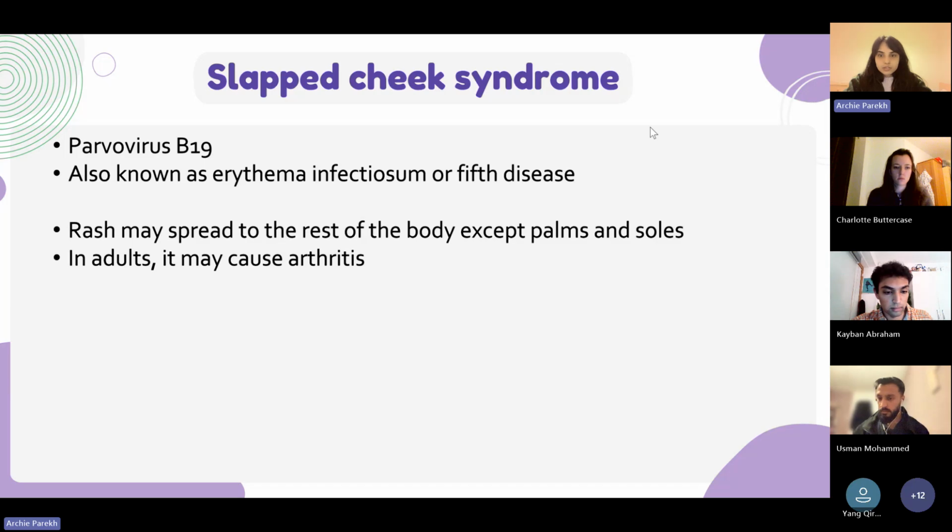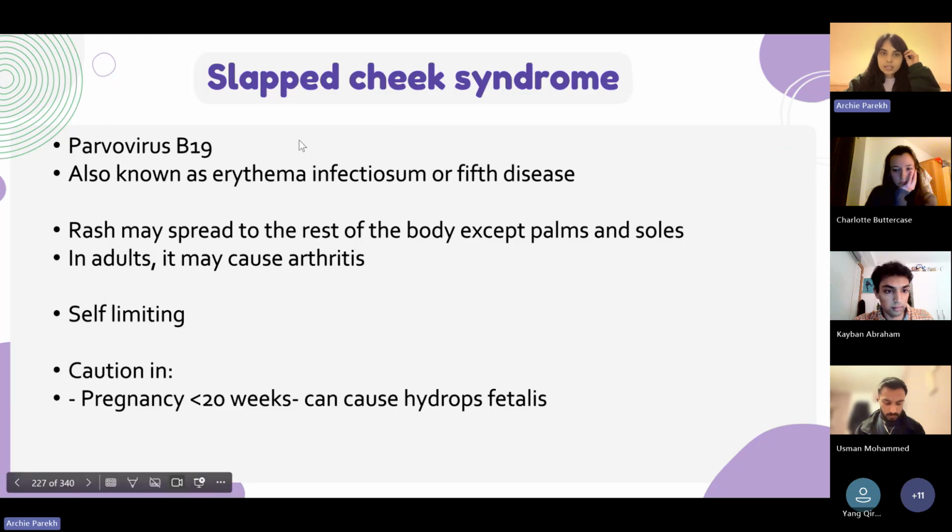Now, the rash may spread to the rest of the body, so it's not necessarily localized to the face. And if it occurs in adults, it may also cause inflammation in the joints. However, it is a self-limiting disease. And then in pregnant women, especially in the first trimester and the first two trimesters, when the baby is still being formed, where the organ systems are being formed, and there's a high risk of complications, parvovirus B19 can cause hydrops fetalis.